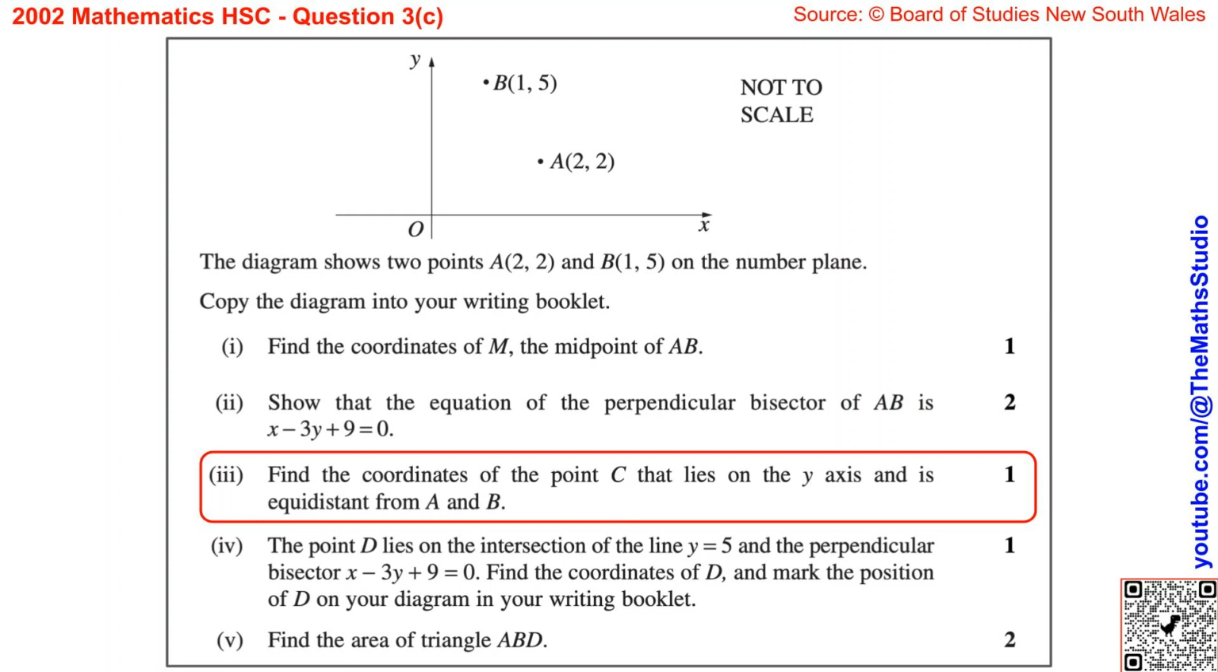Part 3. Find the coordinates of the point C that lies on the y-axis and is equidistant from A and B.